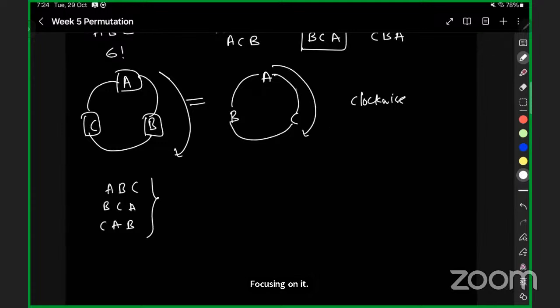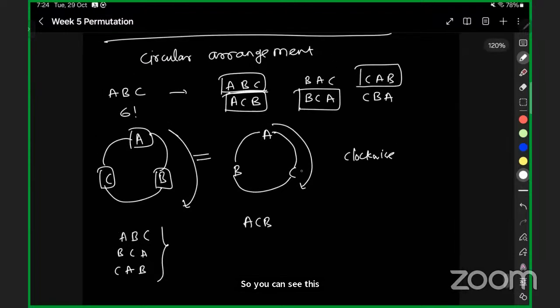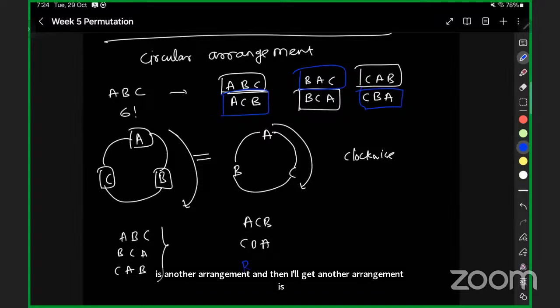So here C is coming first, then B is appearing. So you can see this is the arrangement ACB, and if I start reading from C, then I'll get CBA, which is this one. This is another arrangement, and then I'll get another arrangement if I start reading from B, right? So BAC from here.